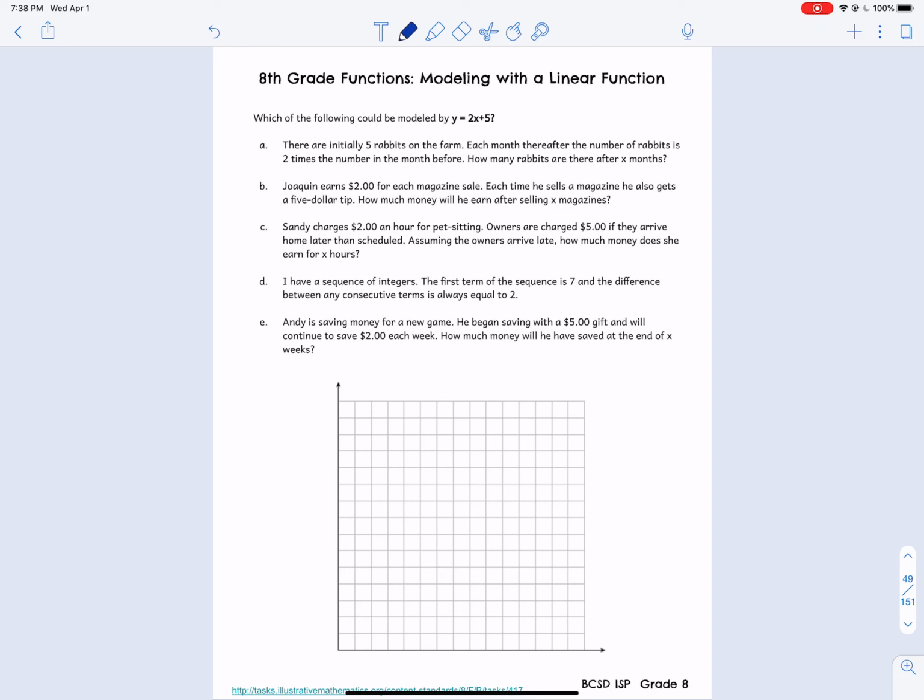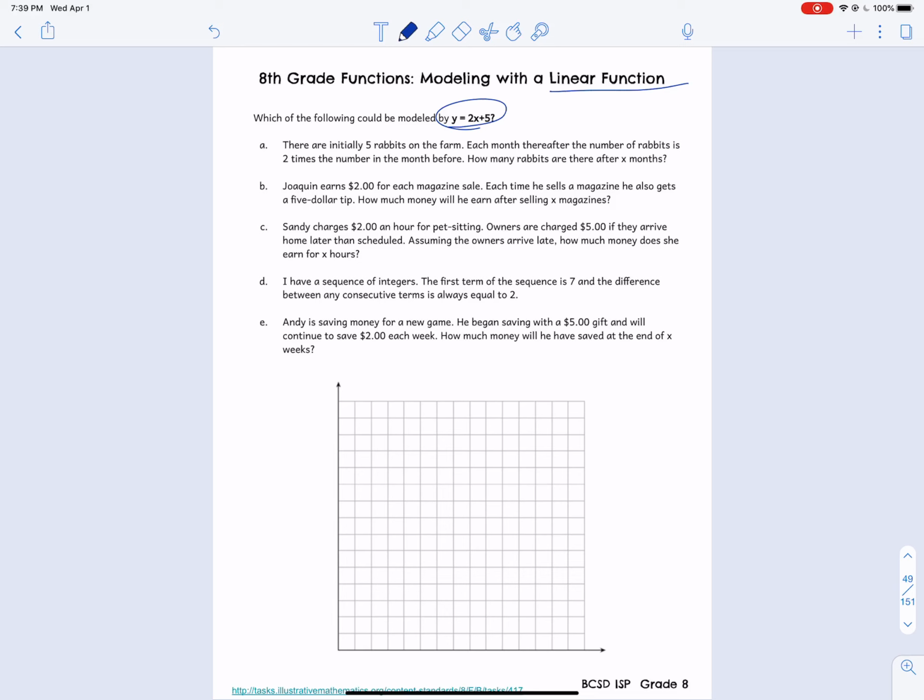Okay, this is day 3 of the distance learning packet and math section. Okay, so again, we're focusing on functions for 8th grade math, and we are given this equation, y equals 2x plus 5, which is a linear function. We're asked which of these choices could be modeled by that equation. So basically, does this work for each of those scenarios?